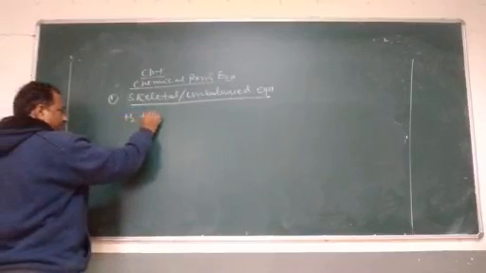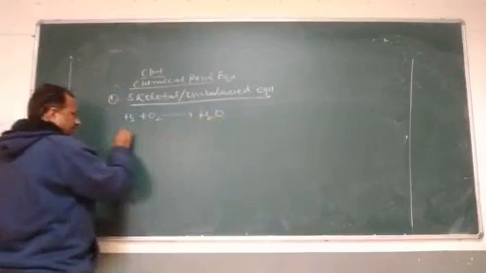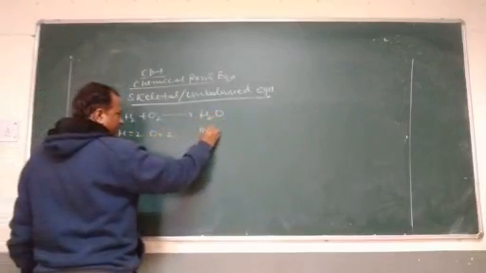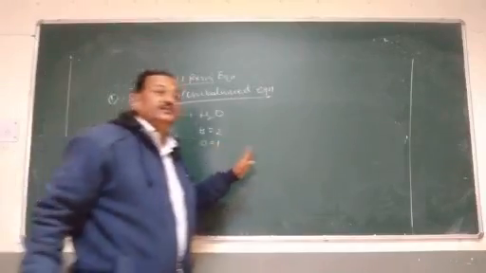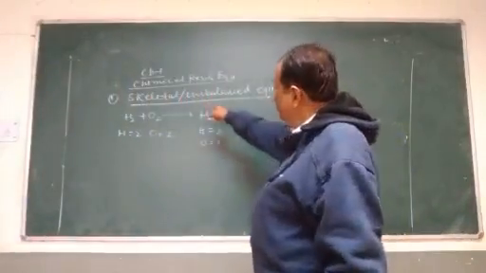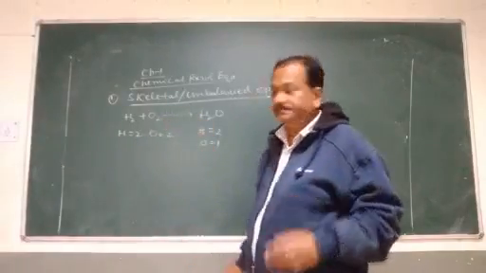Like H2 plus O2 gives rise to H2O. Hydrogen, 2; oxygen, 2. Hydrogen, 2; oxygen, 1. So that's why we say that this equation is unbalanced. And it is also called a skeleton. A skeleton means the basic structure.